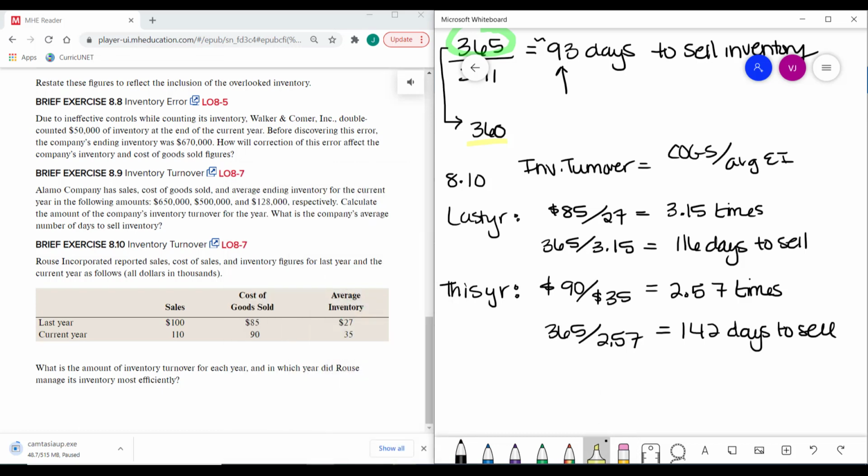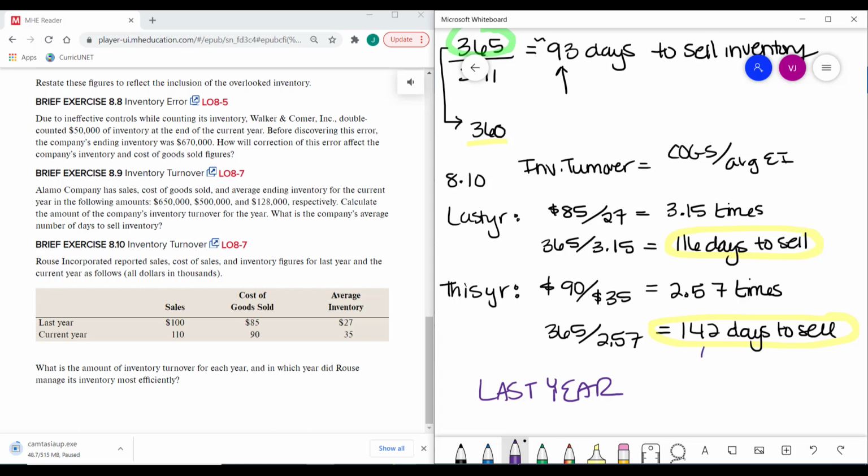So in which of these 2 years, so last year it took us 116 days to sell any given item of inventory. This year it took us 142 days to sell any given item of inventory. So which year were we more efficient in managing inventory? Last year, right? Why was last year more efficient? Because last year it took us about 30 days less to sell any given item of inventory compared to this year. This year, inventory was sitting around for quite a bit longer to sell compared to last year.